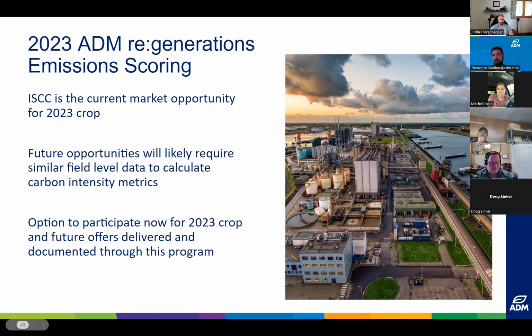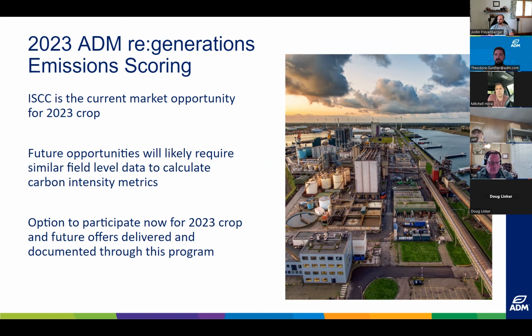So currently we have an offer for what's called ISCC programs, and these are export programs to Europe. They have a market there where they're looking for a certification for the commodities that go into producing ethanol that's exported there and carries that certification, and also for whole soybeans that are exported to the EU. So what we have done is taken that offer for this year, the ISCC certification, and paired that with what's called carbon intensity or emission scoring. We're calling it emission scoring.